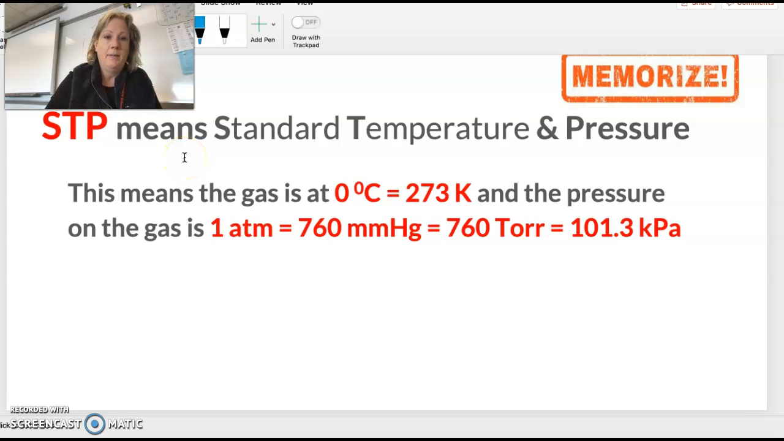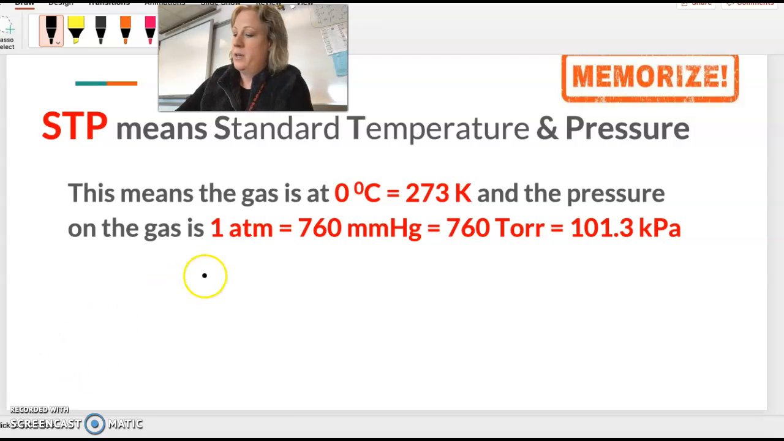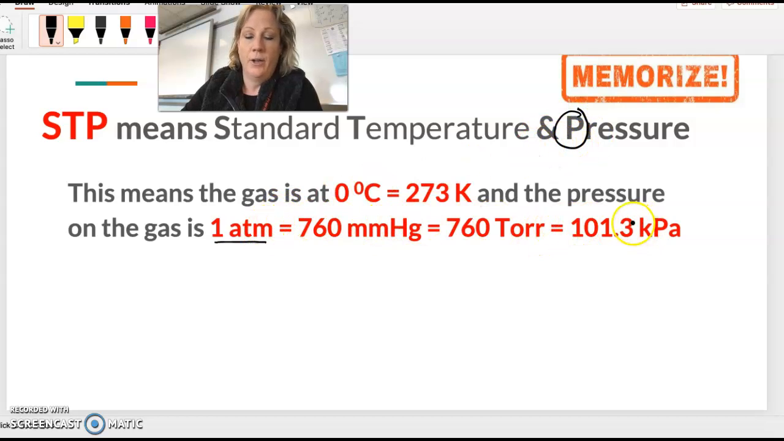Another thing that you're going to see from time to time is something called STP. STP stands for standard temperature and pressure. If I said I have a gas at STP, then I would know that we are at 0 degrees Celsius, which is really chilly. That's 32 Fahrenheit. And we would again have to convert that into Kelvin, so it would be 273 Kelvin. The pressure is any one of those pressures equal to 1 atm, 760 millimeters of mercury, 101.3 kilopascals. Those are the pressures that STP represents. You would just pick the one that works for you in terms of the unit that it's in.